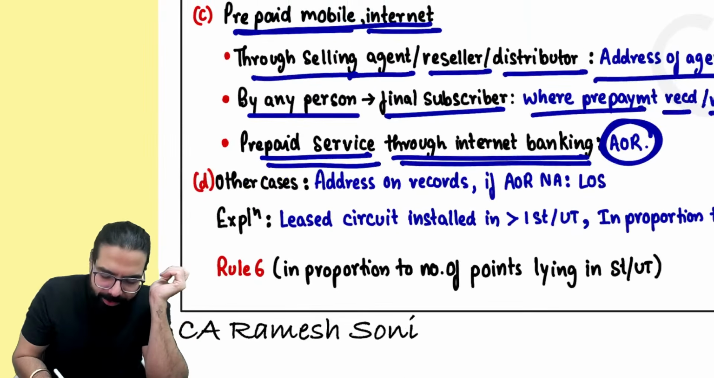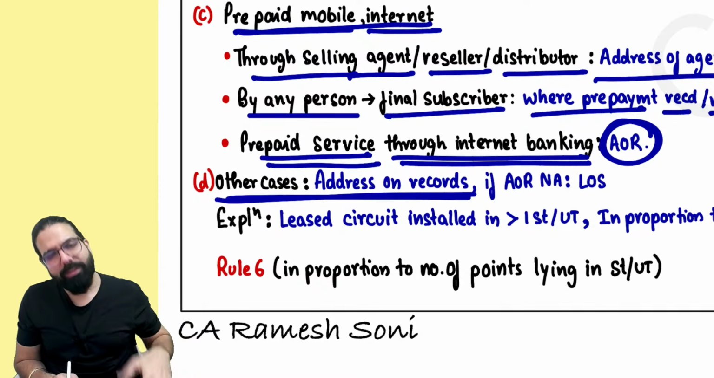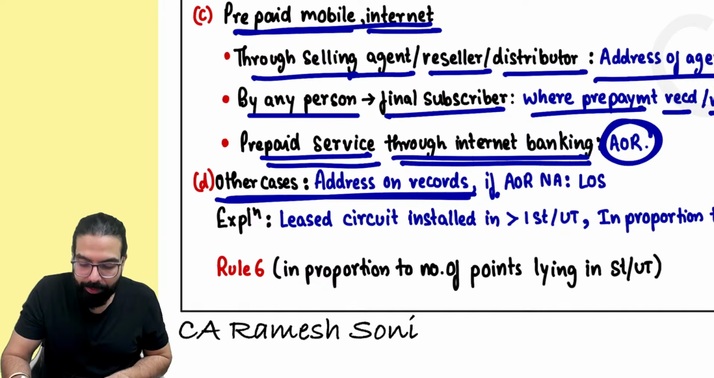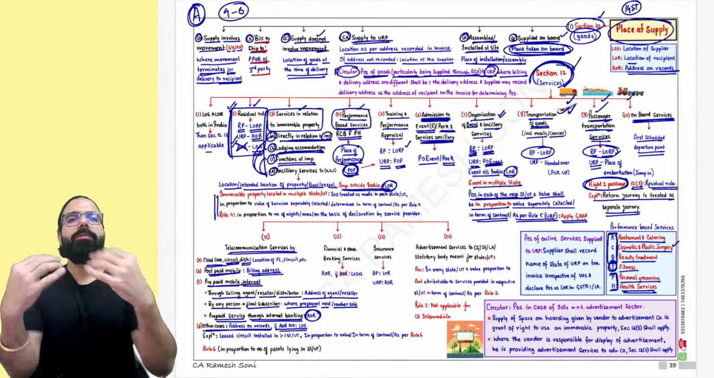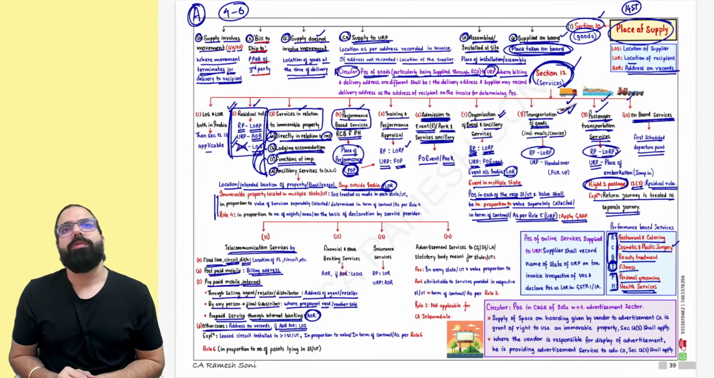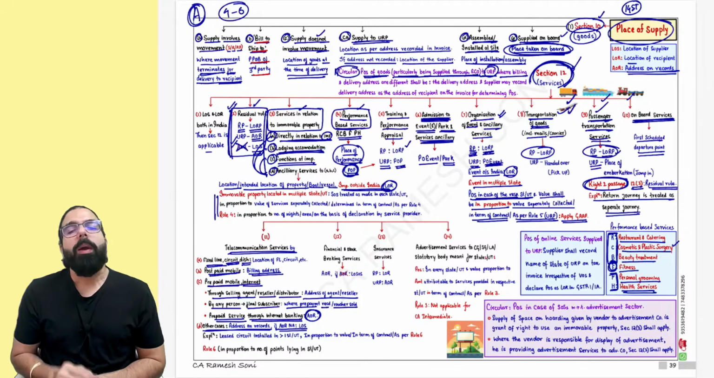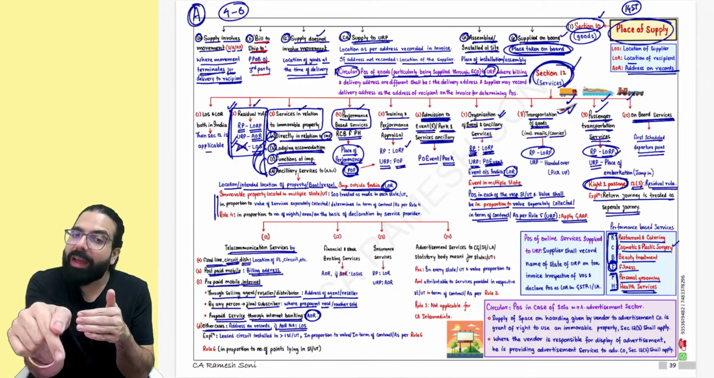Sir, any case where the address of the recipient is also not there? Supplier is here, place of supply is here only. Sir, can you please tell again? Okay, I'll tell you. I am Jio, I am giving a fixed line connection to you. Where I am giving the fixed line, that is the place of supply. Postpaid mobile, your billing address. Prepaid mobile, sold to distributor, distributor address; distributor to you, where it is sold.